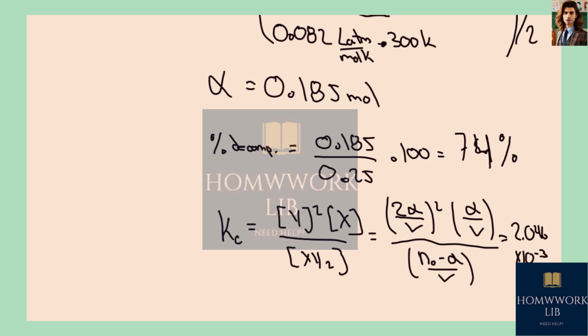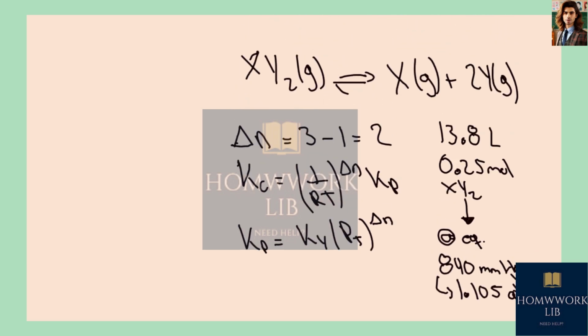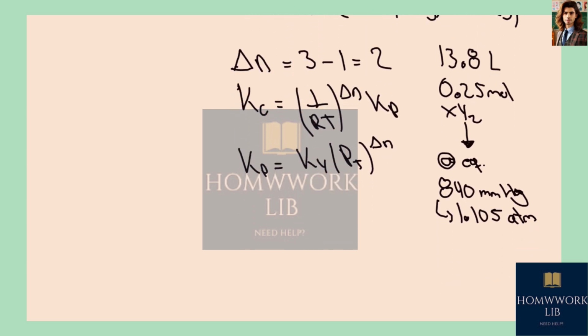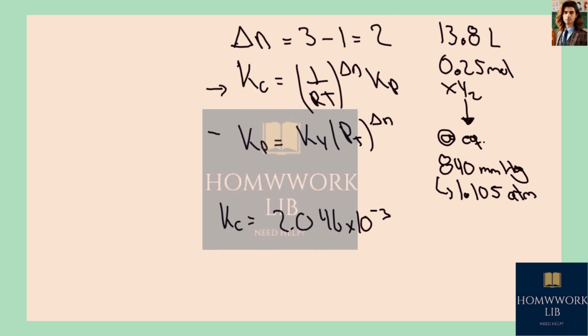Remember that we don't put units on the equilibrium constant because we're always relating to a standard state: in the case of concentrations of 1 molar, in the case of pressures of 1 atmosphere, and in the case of fractions, the fraction of 1, the unitary fraction. So this is the value that we get for Kc. So now with this we can return to our relationships, and we know that Kc, as we stated, was 2.046 times 10 to the minus 3.